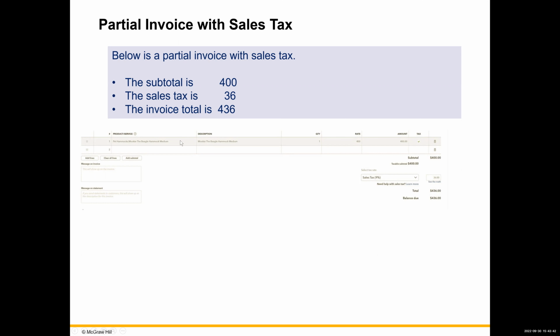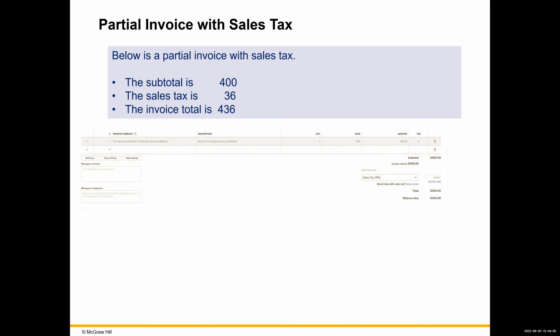Here, we have a medium hammock, and we're charging the customer $400. It's taxable. Notice that the subtotal before tax is $400. And we don't have any other items that aren't taxable. We don't have any services. So the whole 400 is going to be taxable.